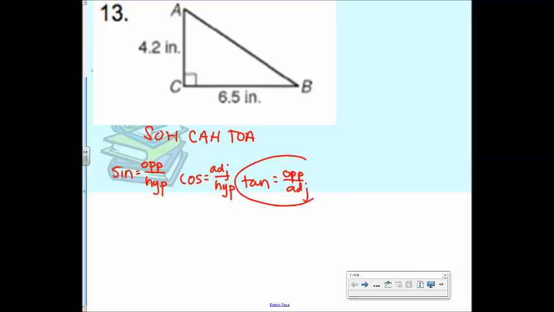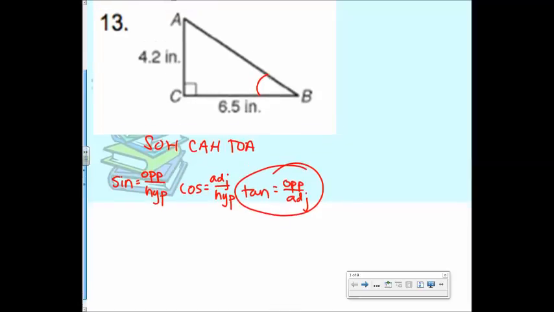Okay, for the most part, what we're focusing on today is using tangent. Remember that when something is opposite, that means across from. So if we're looking at angle B, which leg is opposite angle B? 4.2. And then which one is adjacent? 6.5. The AB line is always the hypotenuse because it's the longest leg and it's across from the right angle. So that's always going to be your hypotenuse, and for the most part today, we're going to use tangent.